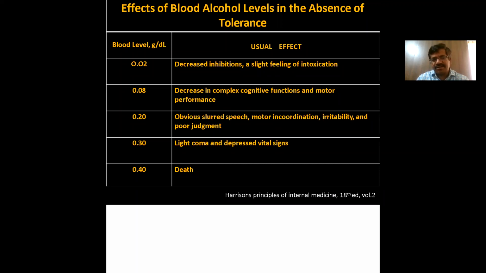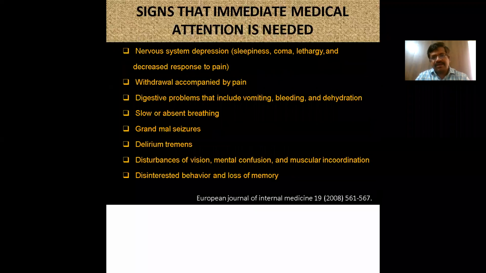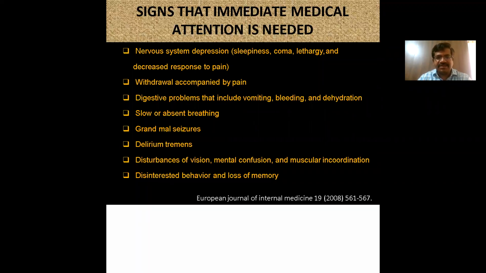And next you can see 0.30 gram per deciliter, that is a light coma where there is a subconscious level, but still the person is alive. And also depressed vital signs. It's a very difficult situation, just before death. And if any blood level of alcohol goes above 0.40, then definitely it's lethal. So death can occur because of this. And these are the signs where there is an immediate need for medical attention.